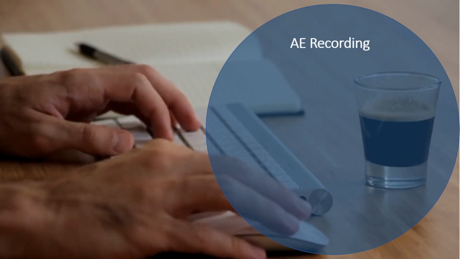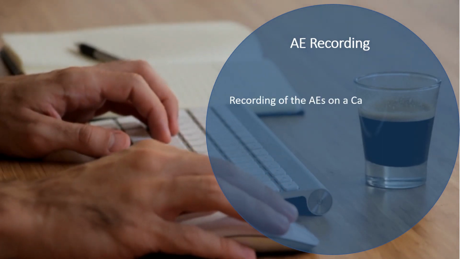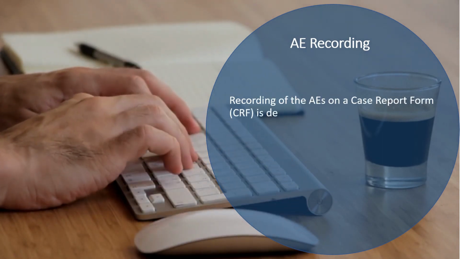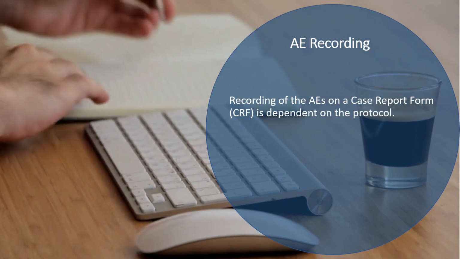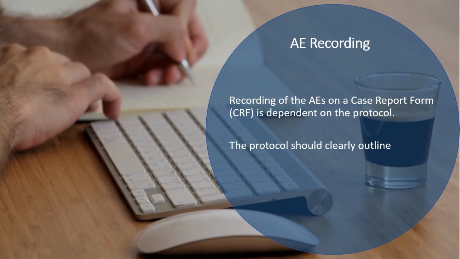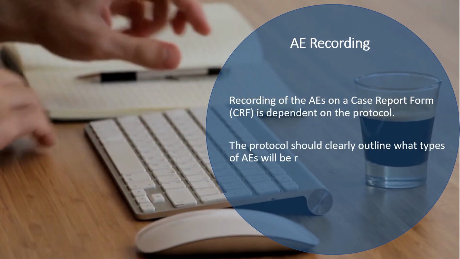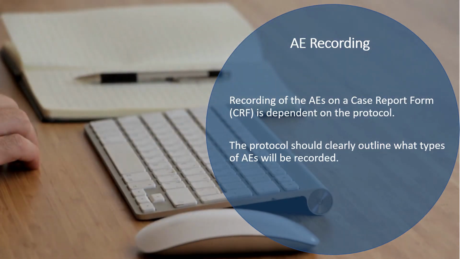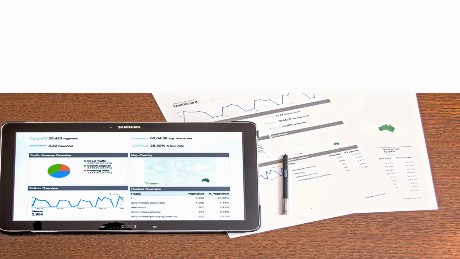Adverse event recording. Recording of adverse events on a case report form is dependent on the protocol. The protocol should clearly outline what type of adverse events will be recorded. For some protocols, such as phase 1 studies, all adverse events will be recorded, while for others, maybe only grade 2 to 5 events will be recorded. Although the CRFs vary, some of the common elements will always be recorded.